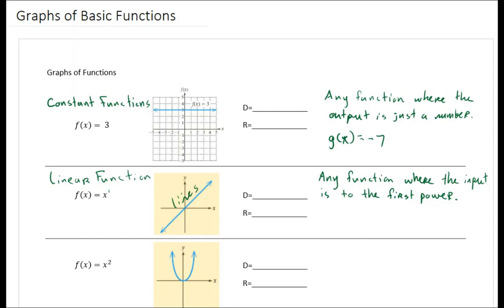So an example of that would be something like k of x equal to 2x plus 5. It could have other numbers in there, but the variable in it is always going to be to the first power.